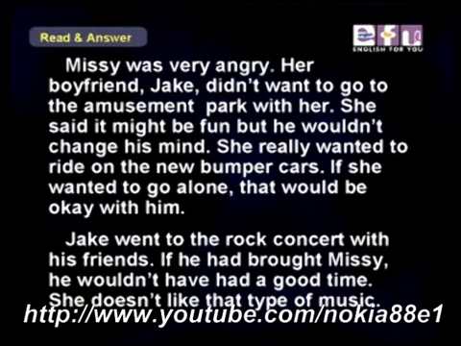Missy was very angry. Her boyfriend, Jake, didn't want to go to the amusement park with her. She said it might be fun, but he wouldn't change his mind. She really wanted to ride on the new bumper cars. If she wanted to go alone, that would be okay with him. Jake went to the rock concert with his friends. If he had brought Missy, he wouldn't have had a good time.